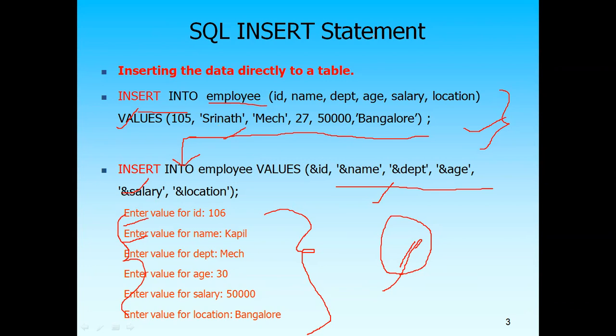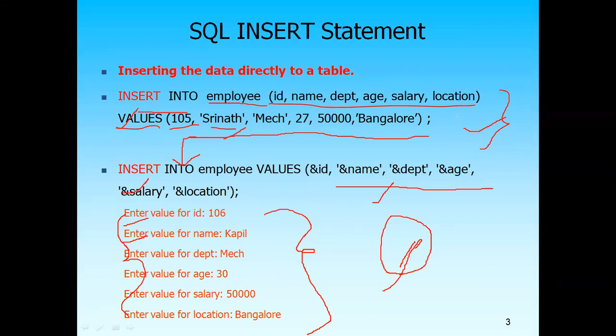So after mentioning these field names, you can use the values. Values is a keyword. After values, you can mention here the values of these fields that you want to insert into the table. So here 101 is the employee ID, Srinath is the name of the employee, then mechanical is the department, 27 is the age, salary, and then location. So after executing this statement, one new record with these values will be inserted into the employee table. This is one of the methods.